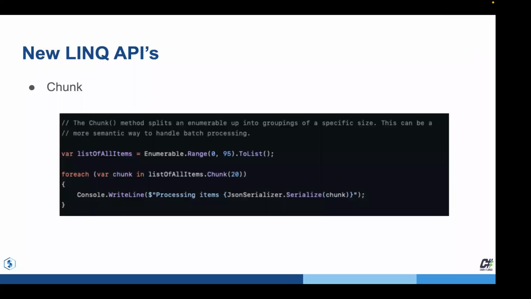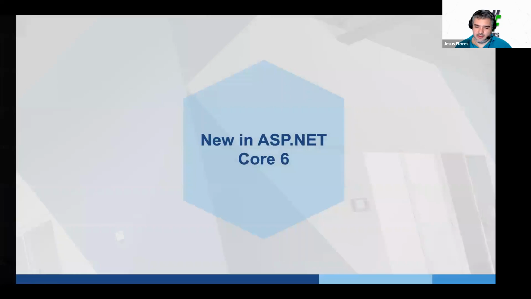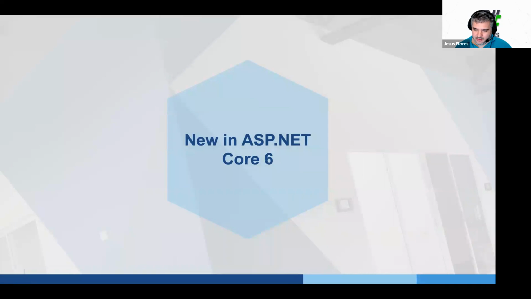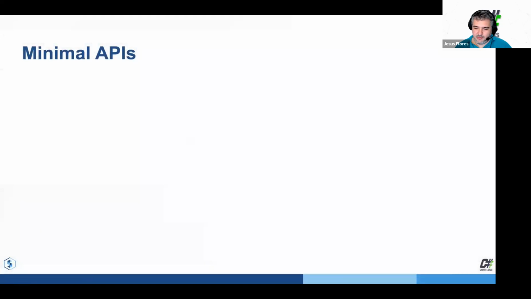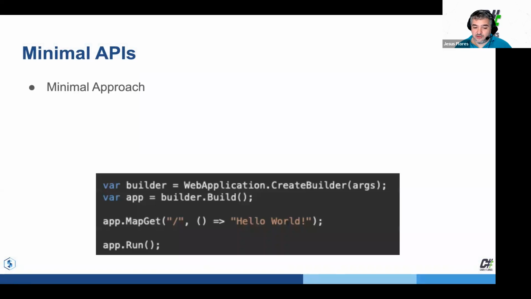Okay, let's move to the next section. I'm going to talk about what's new in ASP.NET Core 6. Basically, there's only one feature that I wanted to talk about. It's called the minimal APIs. Minimal APIs are an alternative to MVC controllers. It's not replacing that. It's just an alternative.